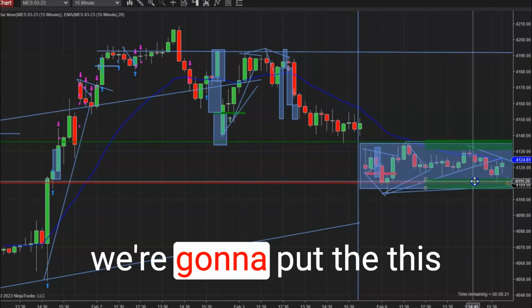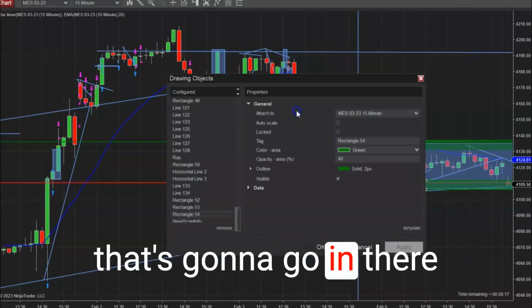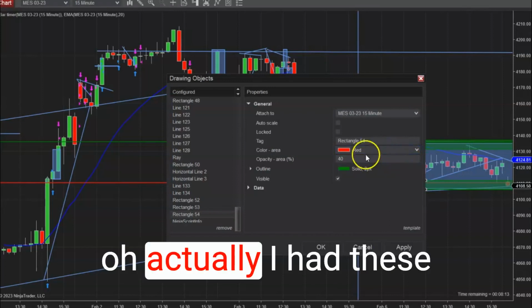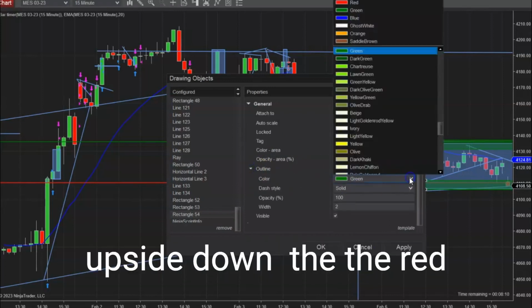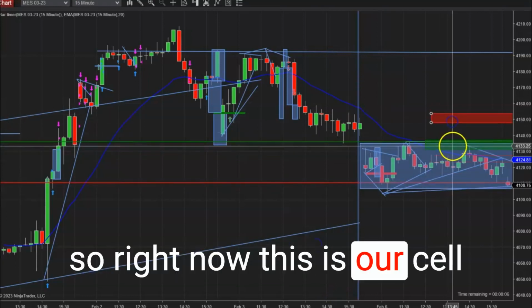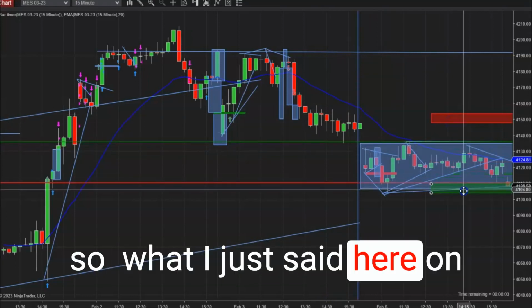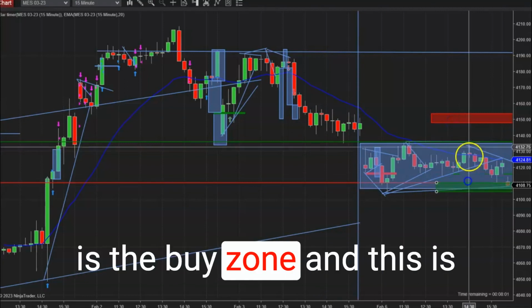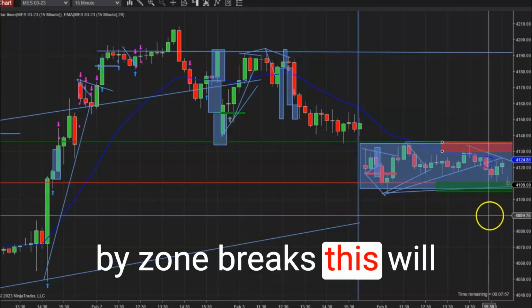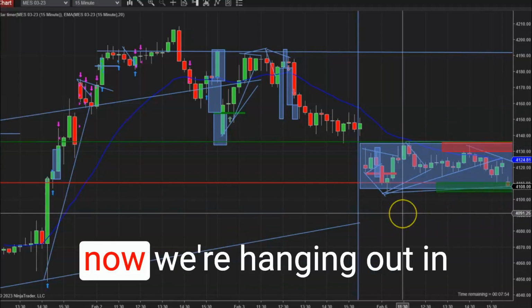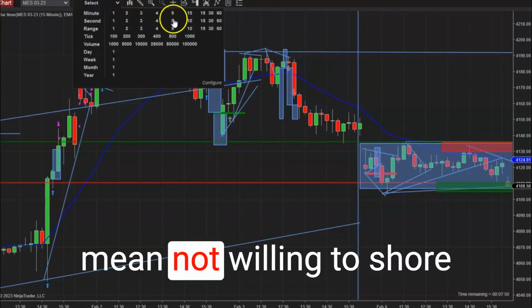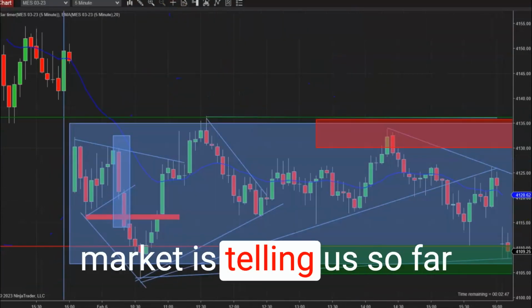All right, so now we're going to put that in there. Actually, I had these upside down. The red should go up top. So right now, this is our sell. What I just did here on the 15-minute chart is mark the buy zone and the sell zone. If the buy zone breaks, this will become a short. Right now, we're hanging out in the buy zone. That doesn't mean I'm not willing to short, but let's see what the market is telling us so far.